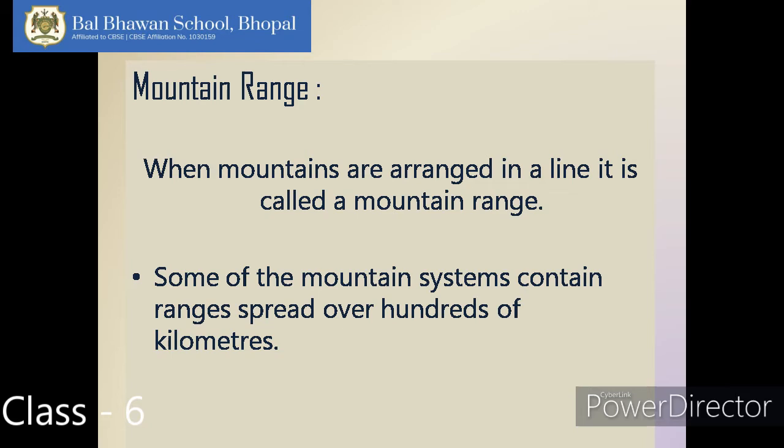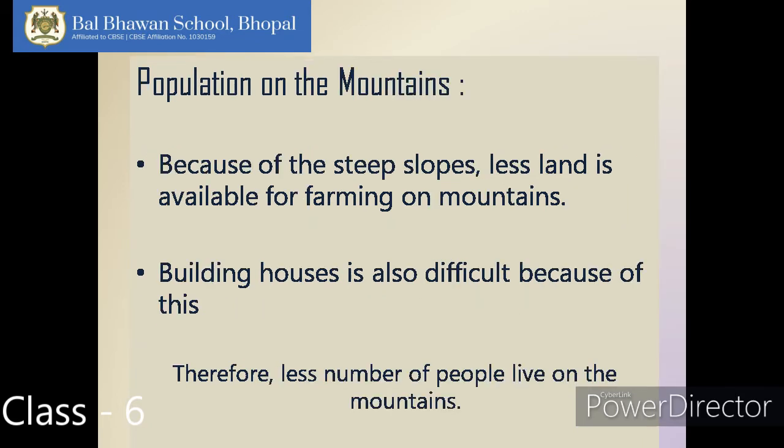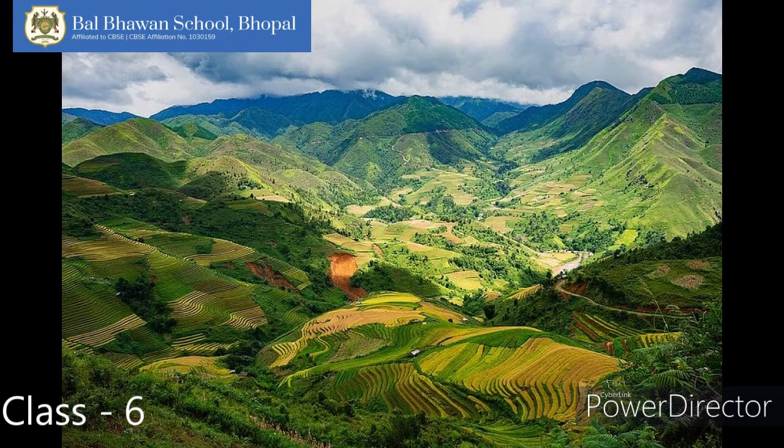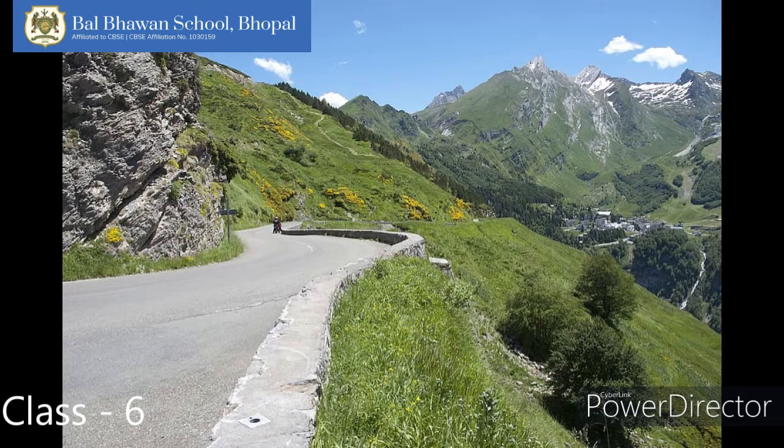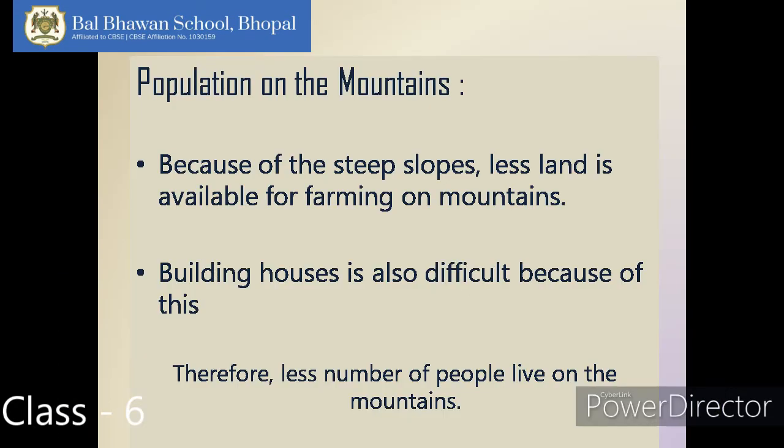After knowing all of these details about mountains, what do you think? Is it favorable for the people to live on the mountains? How is the population on mountains? Owing to the harsh and extreme climate, fewer people live in the mountain areas. The steep slopes on the mountains make it less favorable for people to build houses, or even the land is not available for farming. Similarly, the roads are also very difficult to build. These are some of the reasons why fewer people live on the mountains.